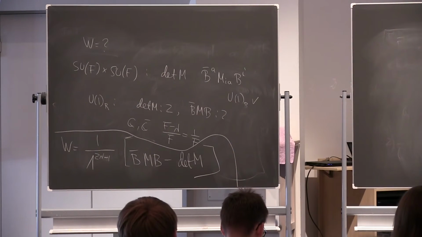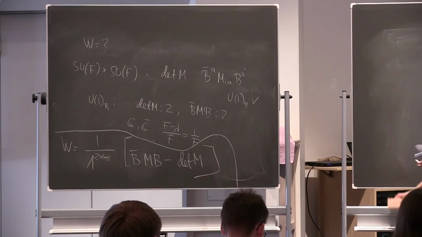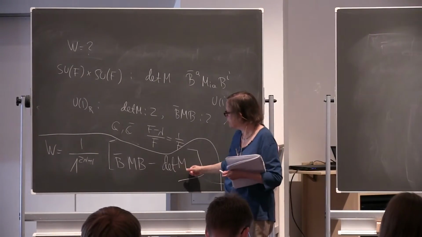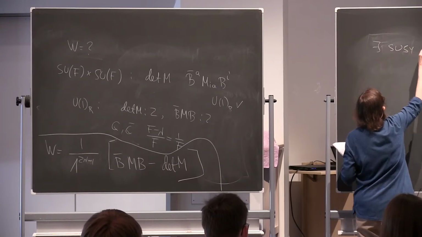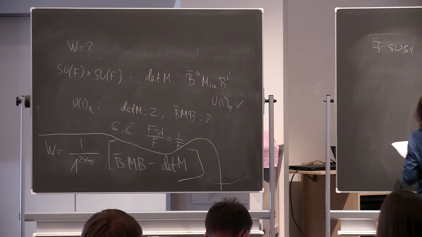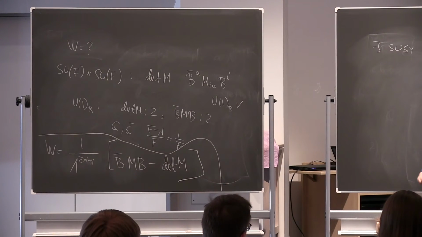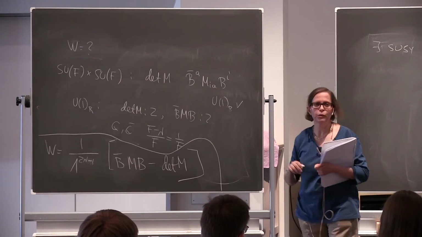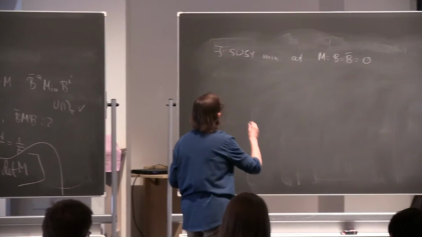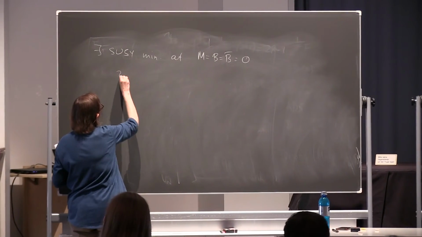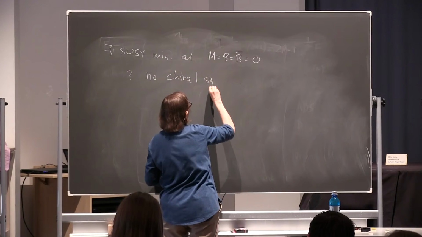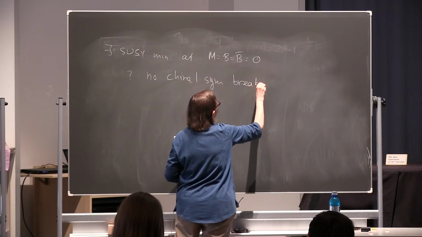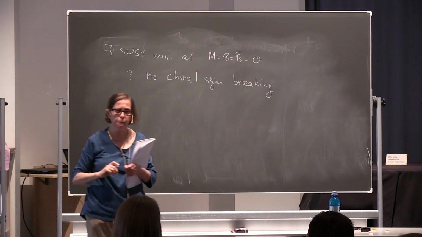I can also have lots of other supersymmetric minima at finite values of these fields, but there is a SUSY minimum at M equals B equals B bar equals 0, if we trust this superpotential. So that would suggest that perhaps there is no chiral symmetry breaking. Our full original symmetry is preserved.